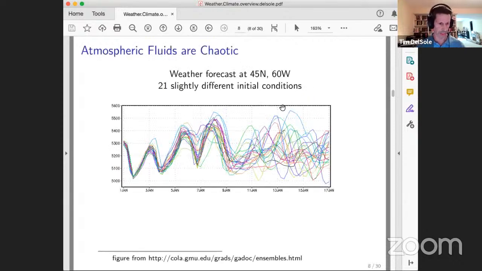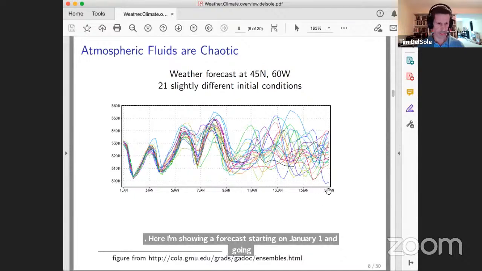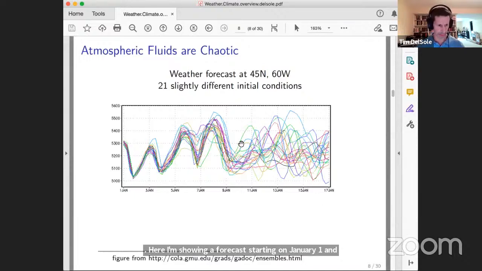So I can illustrate that with an actual weather forecast. Here I'm showing a forecast starting on January 1st and going out 17 days later. The specific variable and the location doesn't matter. What does matter is the forecast starts with 21 slightly different values of this variable. For the first 3 days, you see the solutions are close to each other. After 7 days, they're diverging. And then after about 2 weeks, you see that the solutions are completely independent.